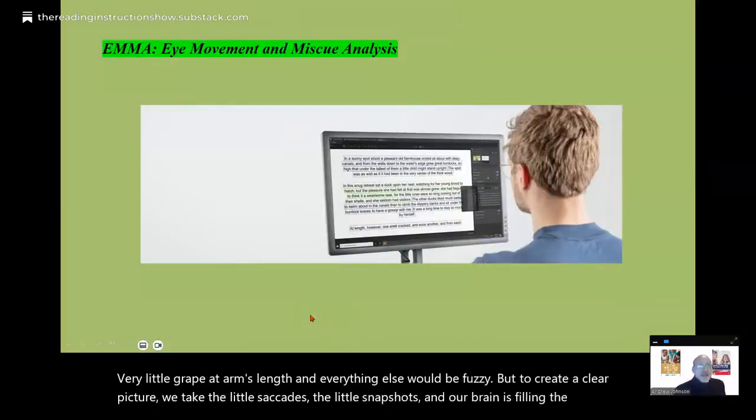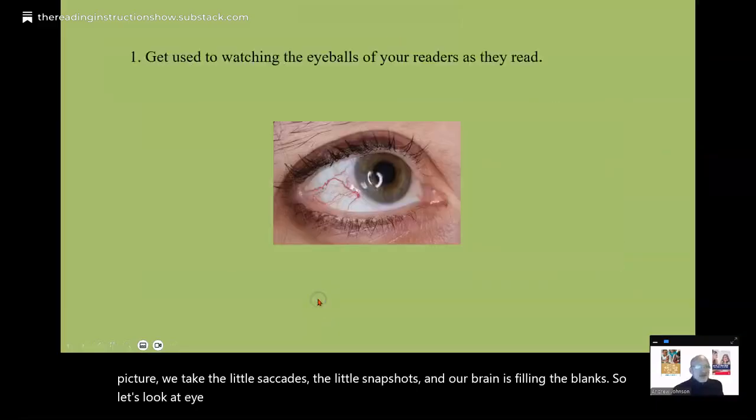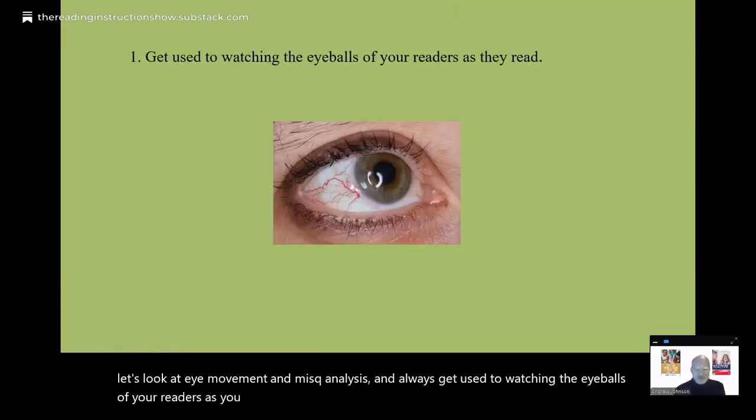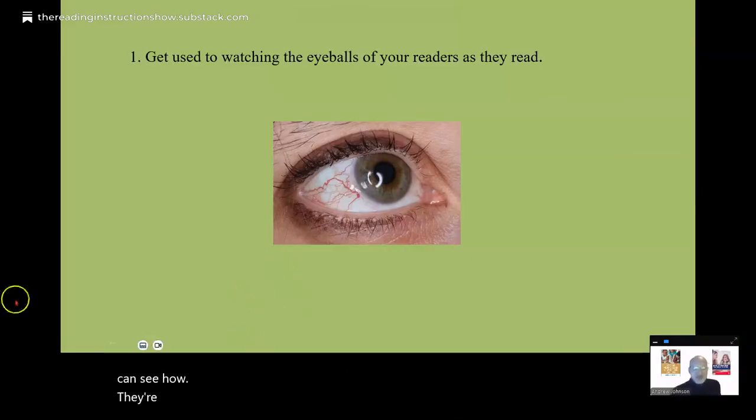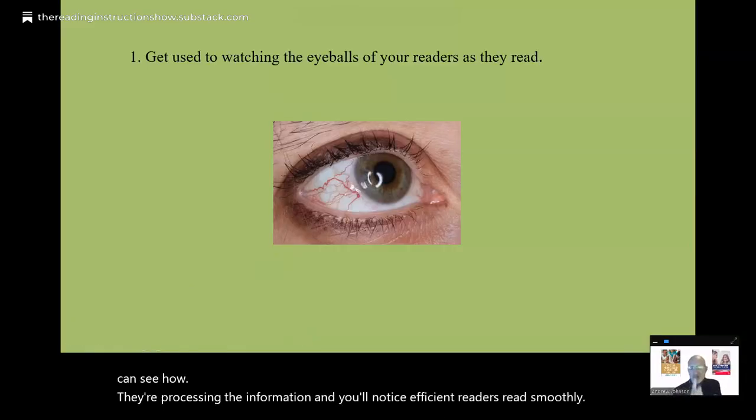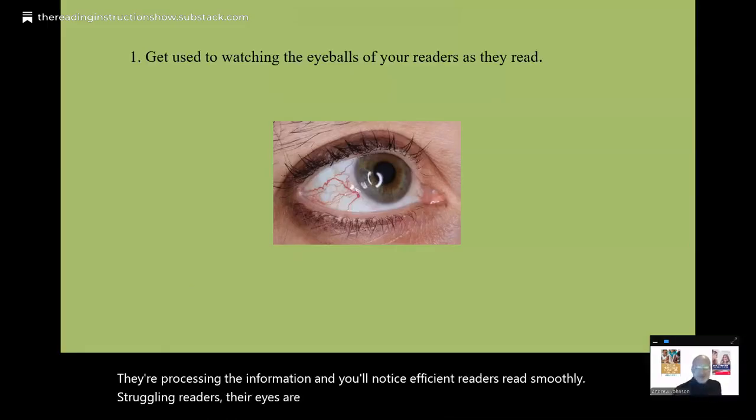So let's look at eye movement and miscue analysis. And always get used to watching the eyeballs of your readers as you read, especially when you're tutoring. That tells you a lot. You can see how they're processing the information. And you'll notice efficient readers read smoothly. Struggling readers, their eyes are going like this, stilted.